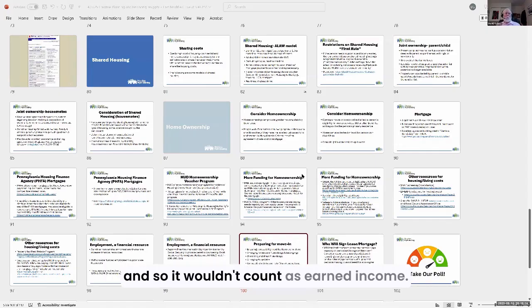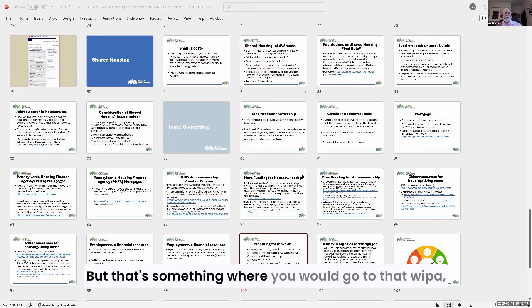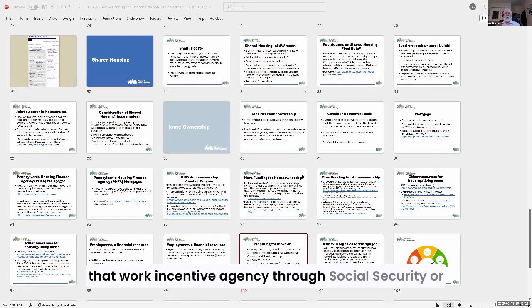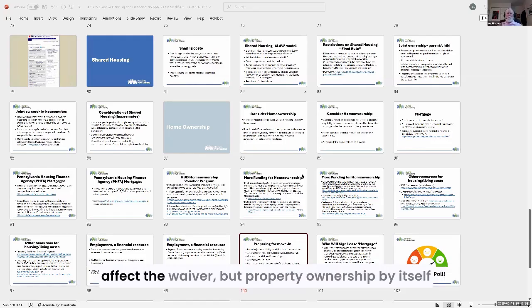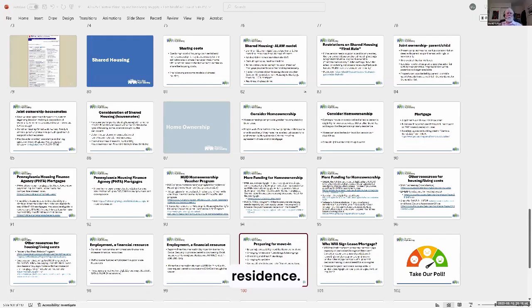And so it wouldn't count as earned income, but that's something where you would go to that WIPA, that work incentive agency, through Social Security or through a certified work incentive counselor through the waiver, who could do the calculations for you to make a determination whether that rental income might affect the waiver. But property ownership by itself would not at all, as long as it's primary residence.